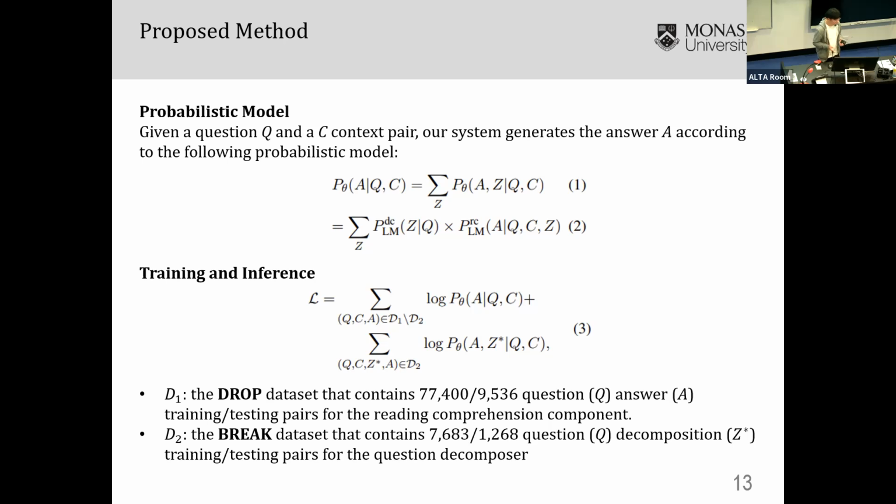the sub-questions. So we introduce two data sets. The DROP data set is a reading comprehension data set, which has 77K training question-answer pairs and nearly 10K for testing. And another data set is the BREAK data set, which is a subset of DROP, but it has the annotations of the sub-questions or decompositions, with about 7K for training and 1K for testing. So they have this 7K and 1K with the ground truth sub-questions we can utilize to train our decomposer.